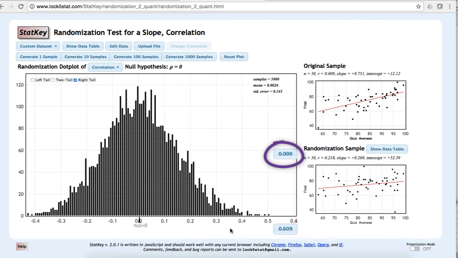This is a very small p-value. If there was no relationship in the population, it would be very unlikely for us to take a random sample of 50 and observe a sample correlation of 0.609 or higher. We reject the null hypothesis and conclude that in the population, there is a positive correlation between quiz scores and final exam scores.